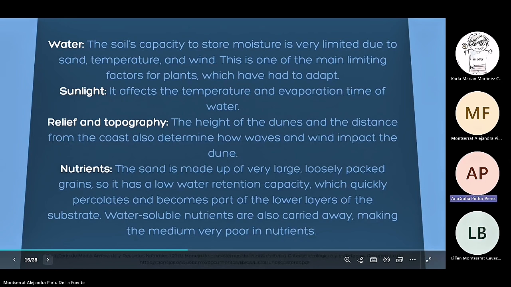The plants don't have much water because the sand filters this water. For this, the plants and the species have to adapt because they have no water and they have so much salt. And too, we have the sunlight, because it affects the temperature and the evaporation of the water. And the relief or topography, because the height of the dune and the distance from the ocean of the coast also determine how the waves and wind impact the dune. Nutrients. The sand doesn't have enough nutrients for the plants and the species that are here, so they need to adapt to this ecosystem.